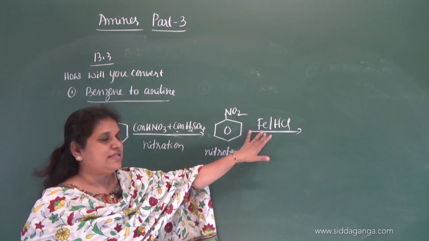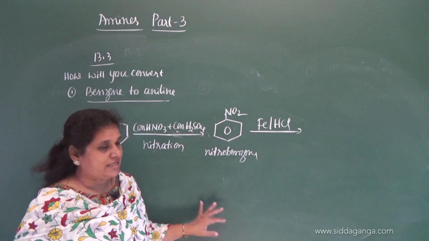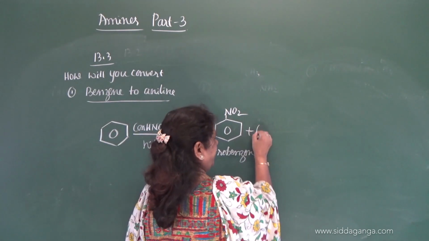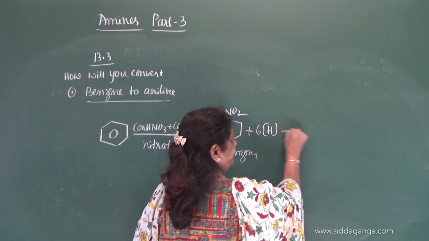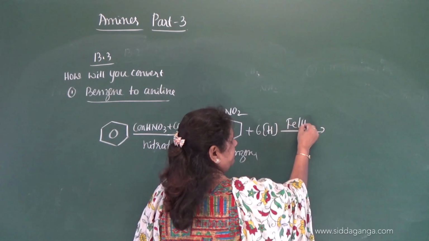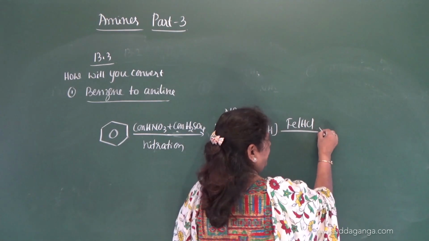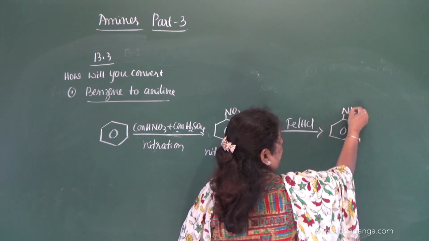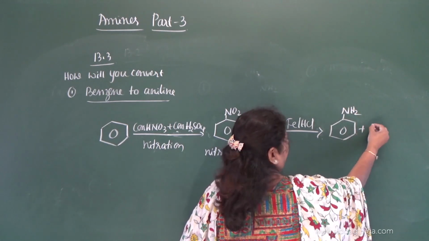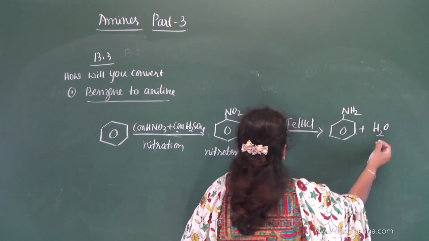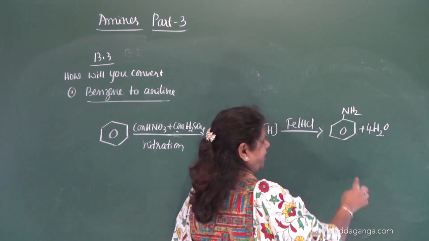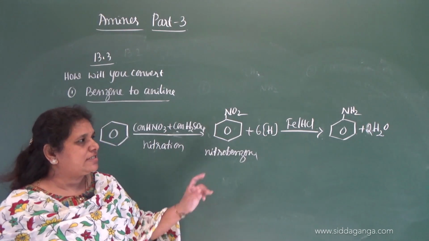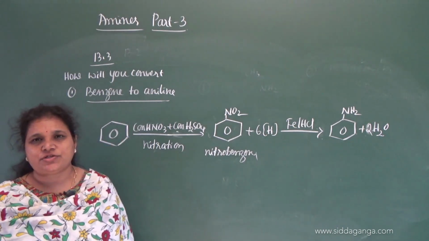So, nitrobenzene gets reduced here by using 6 nascent hydrogen. So, that we need to write here. It undergoes a reduction in presence of nascent hydrogen, by using Fe and HCl, scrap iron. So, it gets converted to aniline with the formation of water. How many moles of water? 2 moles of water. So, this is about the conversion of benzene to aniline.